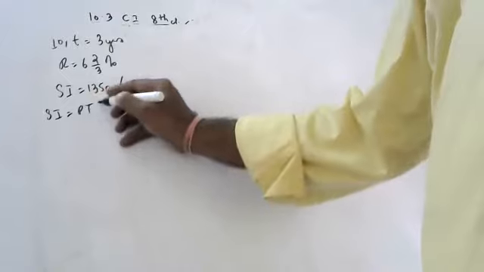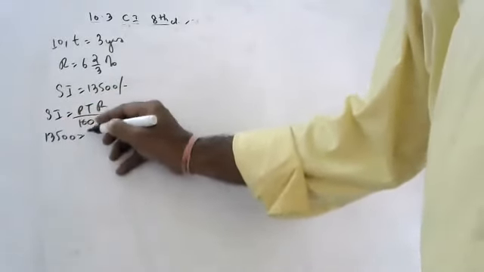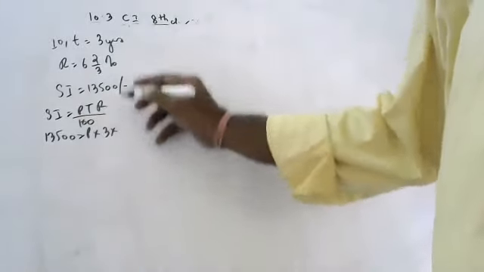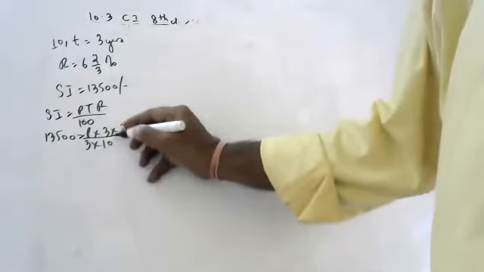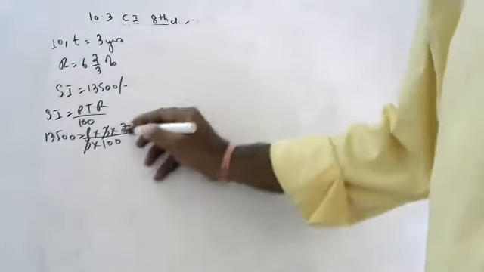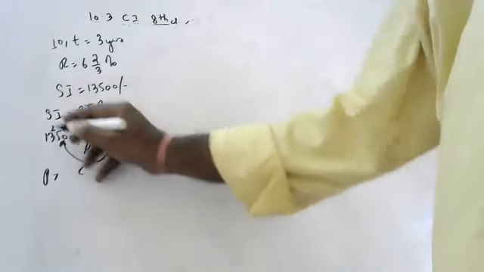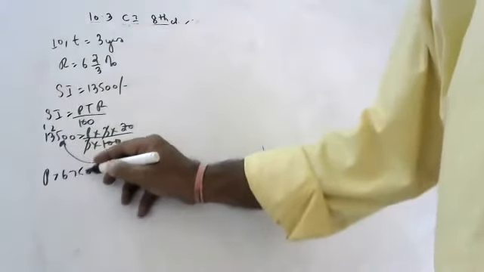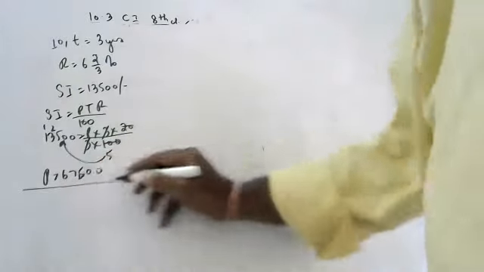Simple interest is equal to PTR by 100. 13,500 is equal to P into 3 into 20 by 3 by 100. 3 cancels, and 20 by 100 is 1 by 5, so we get 13,500 into 5, which is 67,500. Now find the compound interest.